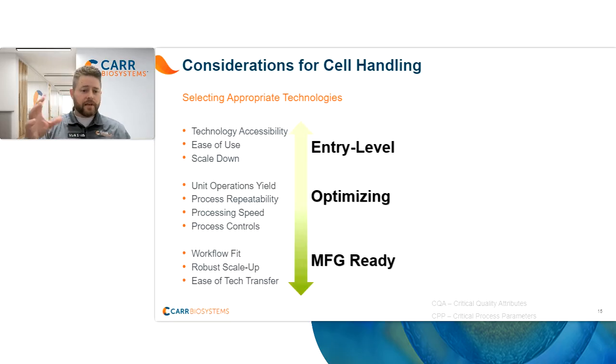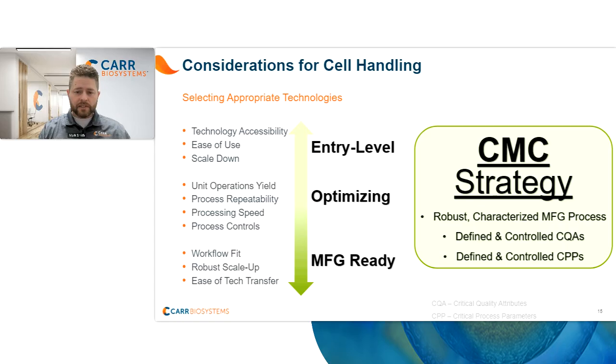But if you look across, the reason why I've binned them this way is often when we're early on in drug development or therapy development, we think with entry-level thinking, hey, is it available in my lab? Is it easy to access? But eventually, as we go down this path, we want to be optimizing it for yield and getting it ready for manufacturing. Because ultimately, if the goal is to be able to achieve CMC, we want to have a good strategy to approach there, to be able to deliver robust and characterized manufacturing processes and define and control our CQAs, or critical quality attributes of the product, by defining and controlling our critical process parameters, or CPPs.